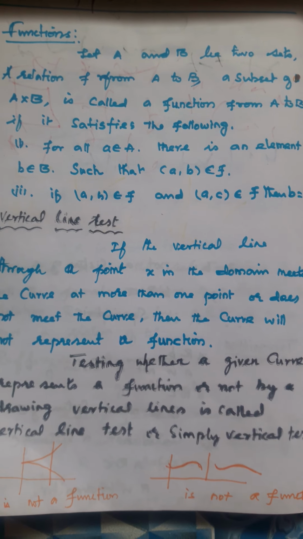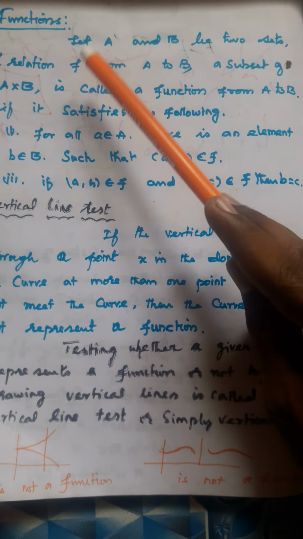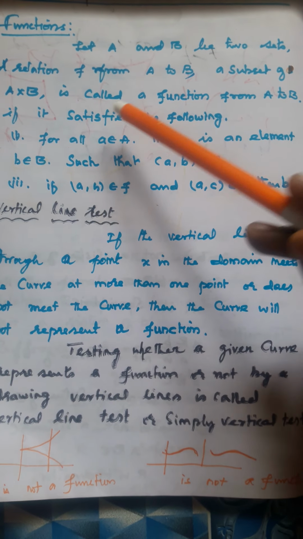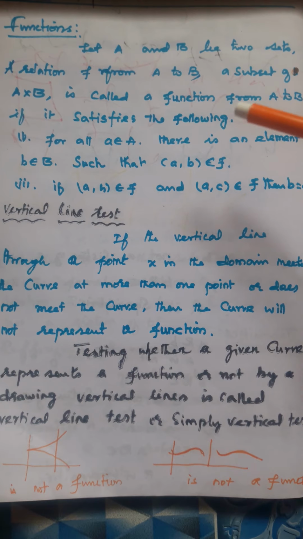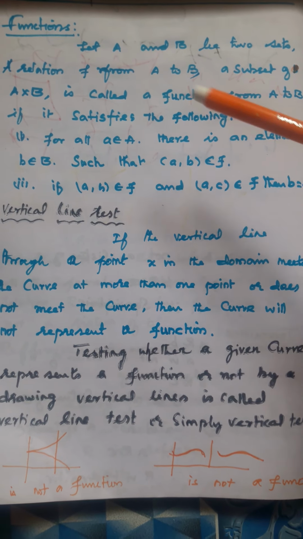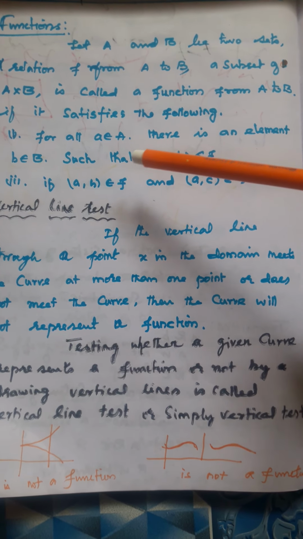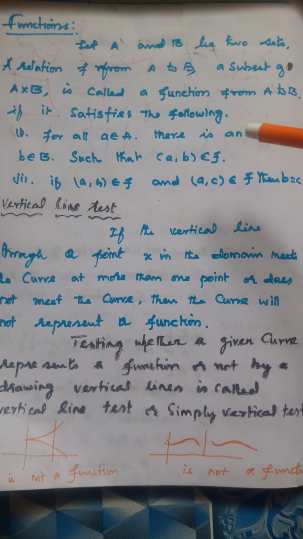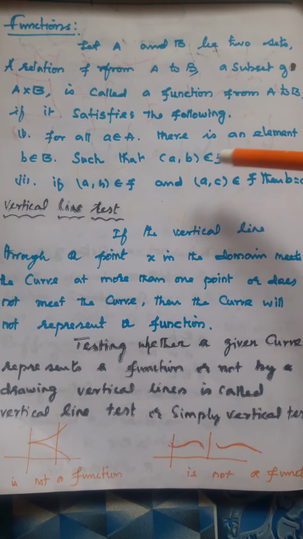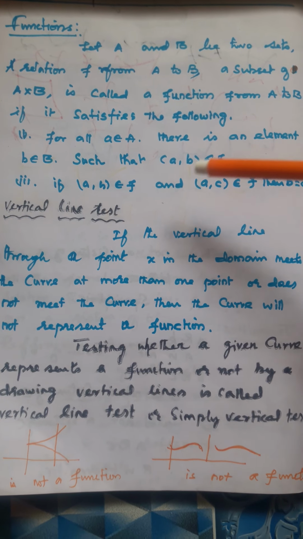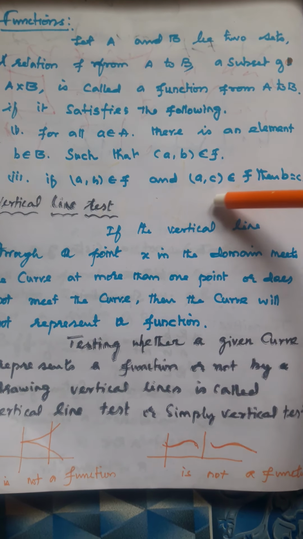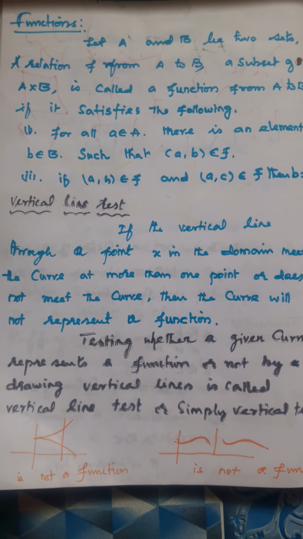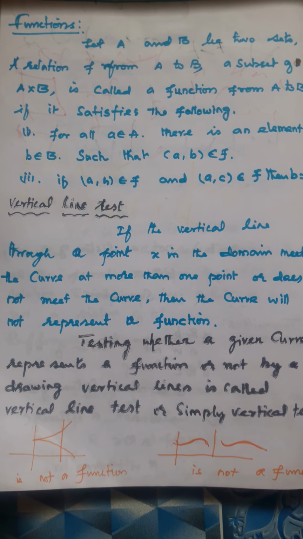Let A and B be two sets. A relation f from A to B, a subset of A cross B, is called a function from A to B if it satisfies the following conditions. The first one: for all a belongs to A, there is an element b belongs to B such that (a, b) belongs to f. And the second one: if (a, b) belongs to f and (a, c) belongs to f, then b equals c. That is your definition of function. So your question is: define function.